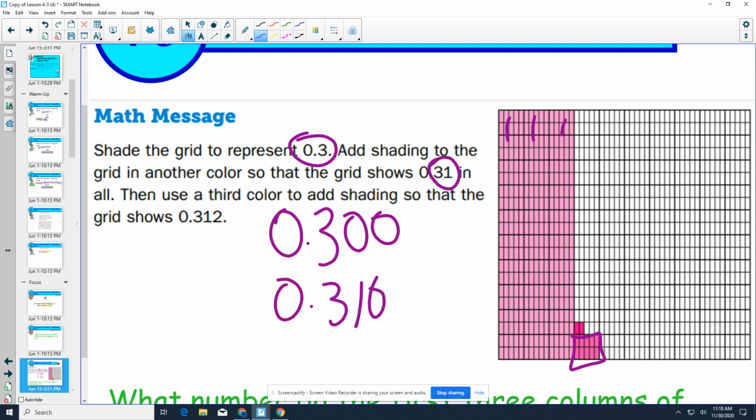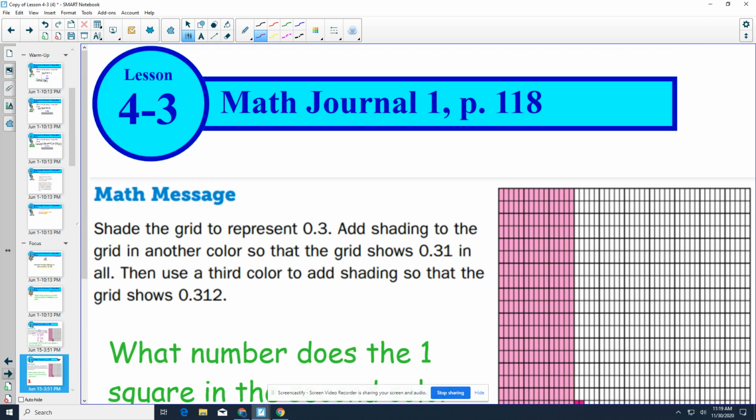Then the last part, it says use a third color on the grid to show 312 thousandths. Well, we already did 310 thousandths, so we only have to do 2 thousandths. And you see the two little rectangles there. Each one is 1/1000. Okay, so hopefully you notice when you use the three different ones there, the differences, right? So we started with 100 thousandths, and then we got into the 10 thousandths, and then we got into the single digit side of the thousands.